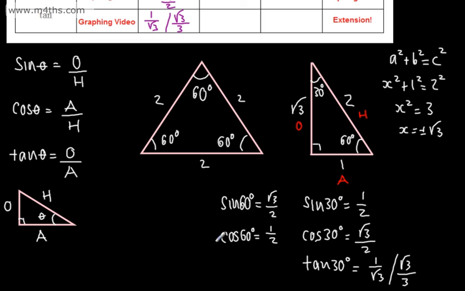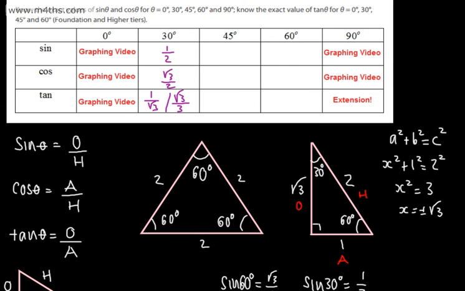Let's finish off now with tan of 60 degrees, so tan 60. Well, this time we want the opposite over the adjacent, so it's going to be √3 over 1, which of course will just give us √3. So let's go ahead and fill this table out, and we end up with the sine of 60 degrees is √3 over 2 as an exact fraction. Cosine of 60 degrees is 1/2, and tan of 60 degrees is √3.